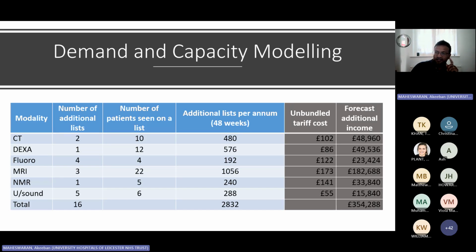Now, the reason the bits are in grey is that it depends on the payment system whether you get this additional income or not. But you can factor that in if it is additional income. Sometimes it's not. So that's demand and capacity modelling, to see how many more lists you'd need to deliver the change in demand. And it's always worth planning a couple of years in advance.